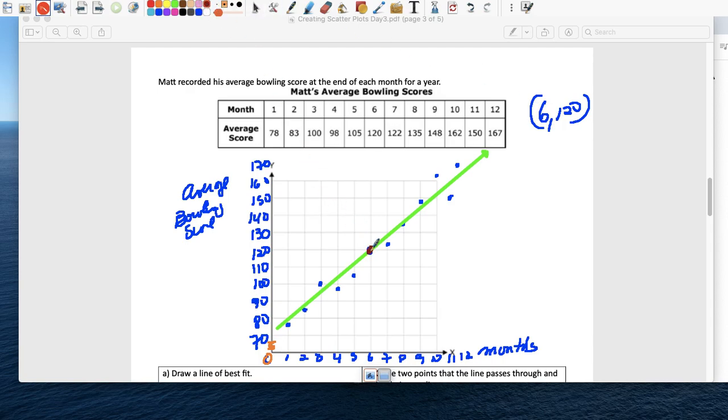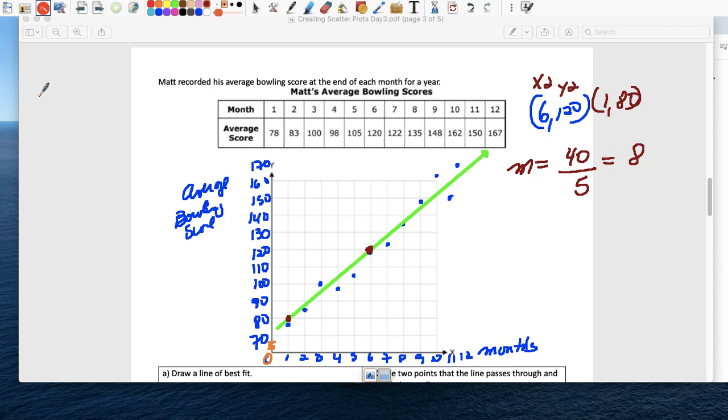So pick 2 points on the line. If it happens to be one of the data points, great. If it's not, that's okay too. So pick another point that's on the line, oh, here, right here. What is that? 1 and 80. So I'll call this x2 and this y2. So find the slope. 120 minus 80 is 40. And then 6 minus 1 is 5. So the slope is 8.